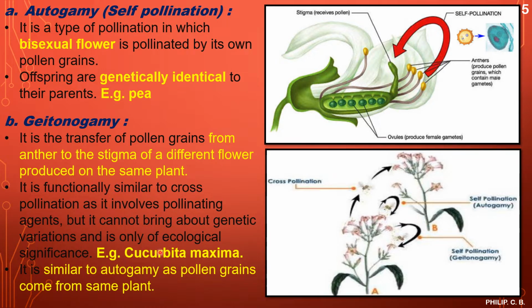For example, Cucurbita maxima. It is similar to autogamy as pollen grains come from the same plant, so the offspring will again be genetically similar. Again you can see here the image: cross-pollination, self-pollination and geitonogamy. Now in geitonogamy the flower may be different but of the same plant. Only if it transfers to another plant, then it will be cross-pollination.